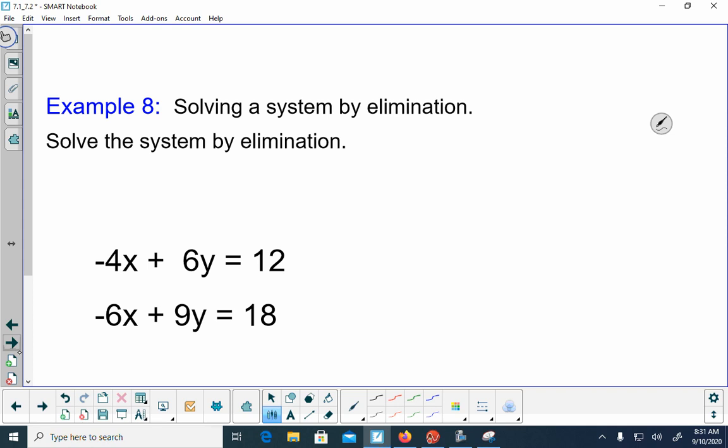Solve the system by elimination. So this one, when I solve, I'm choosing which variable to eliminate. Let's say I eliminate the y just to do something different. The lowest number that both 6 and 9 will go into is 18. So I'm going to multiply this top one by a positive 3. If I do that, that's negative 12x plus 18y is equal to 36.